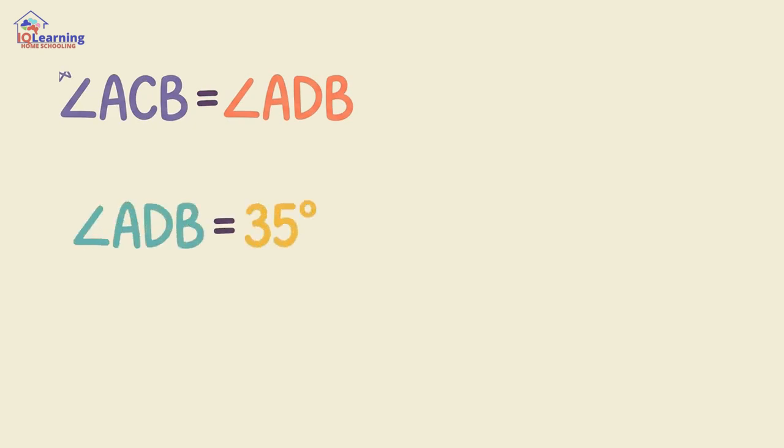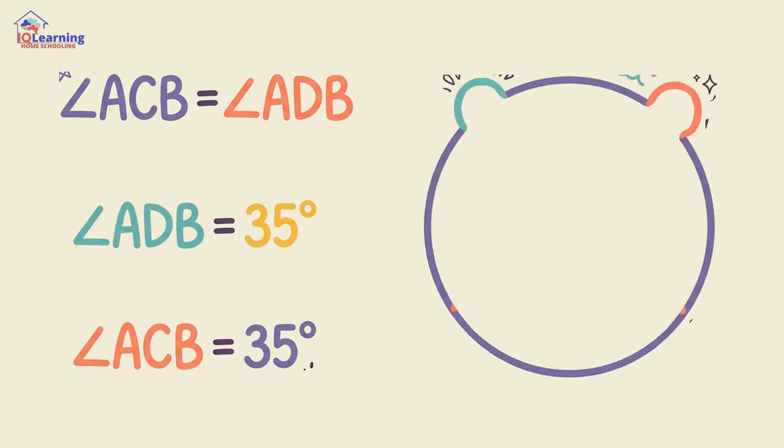So now the problem becomes really short. Angle ACB equals angle ADB, and we already know angle ADB is 35 degrees, so angle ACB must also be 35 degrees. That's the entire theorem in action. Once you spot two angles standing on the same chord, the answer usually appears immediately.